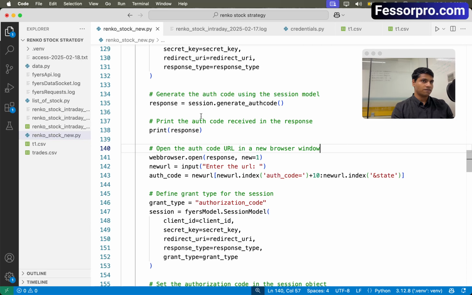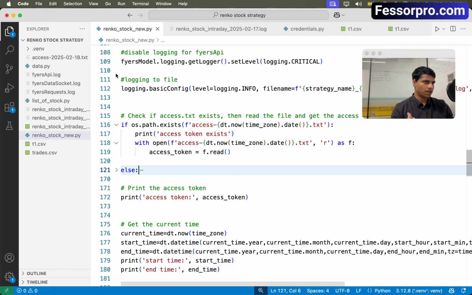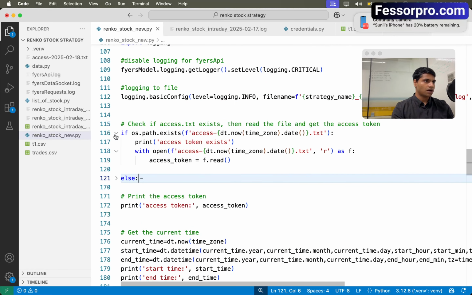You can see the file name is access and then that is today's date. Why today's date? Again, for the same reason, each day we will be having a new access token. So that's why we will be generating a new file every day. So this code, if you are not sure what this is doing, you can watch my YouTube video where I've explained the authentication step.